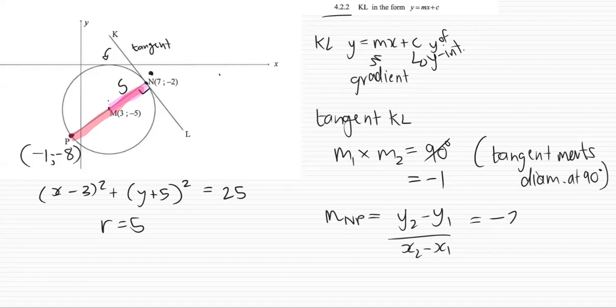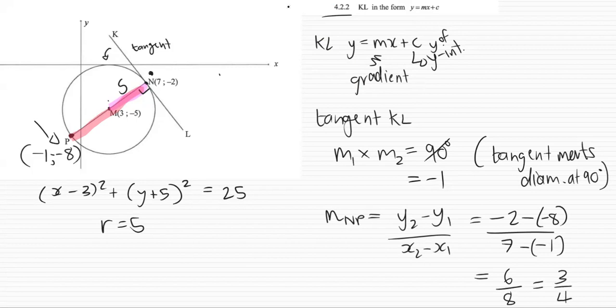So -2, we're going to P, minus -8. Those are the two y's, and then we have 7 as our x, minus -1. All right, -2 plus 8 is 6. 7 minus -1 is plus, so 6 over 8, which is 3 over 4. Divide both by 2 to get the simplest form.